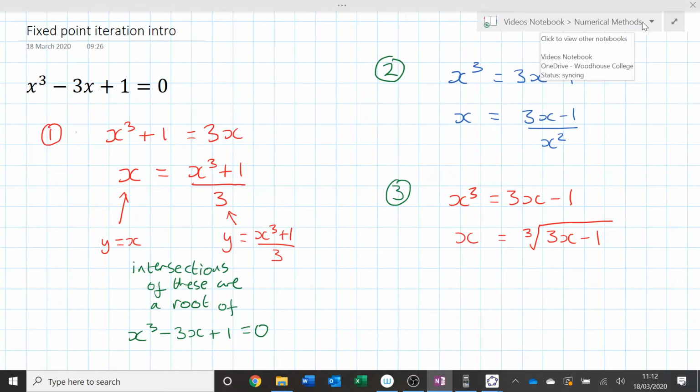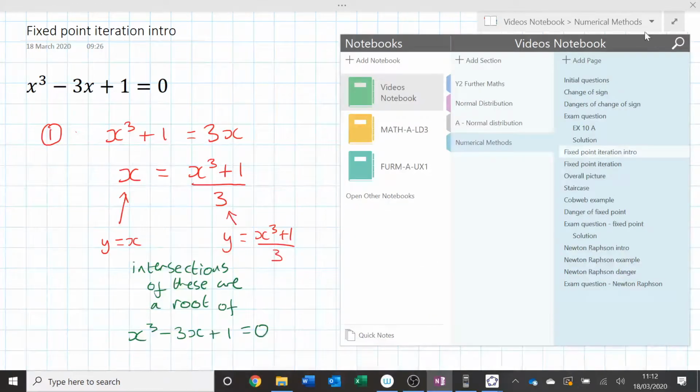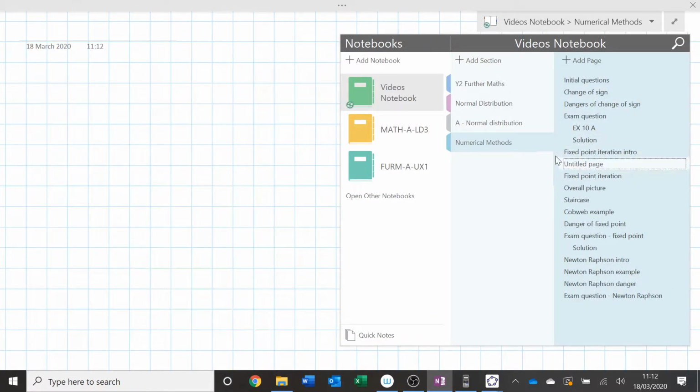Right. So what you do is you form something called an iterative formula. So recap, I got my first rearrangement that I did there a minute ago is I came up with this. Not quite. x cubed plus 1 over 3.